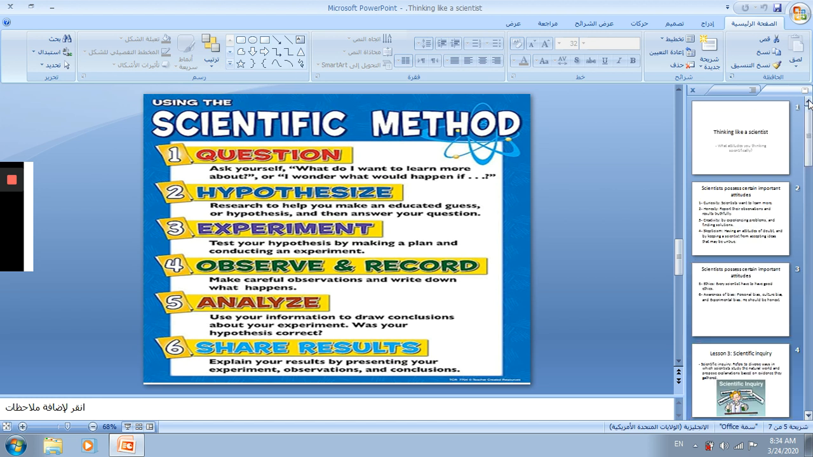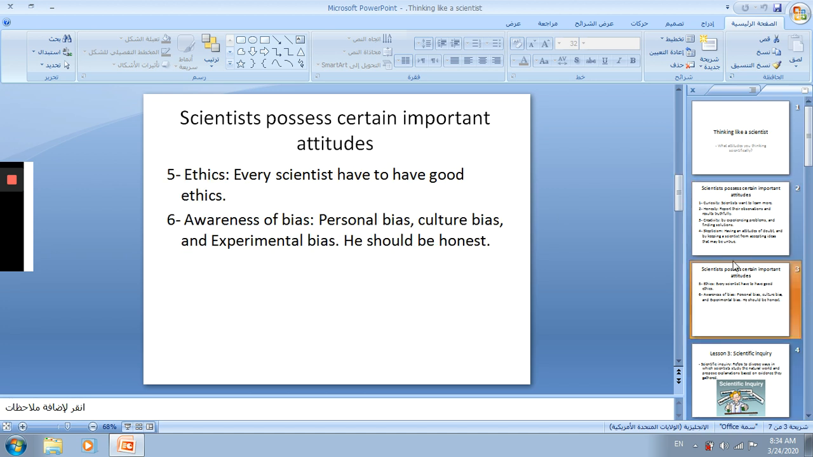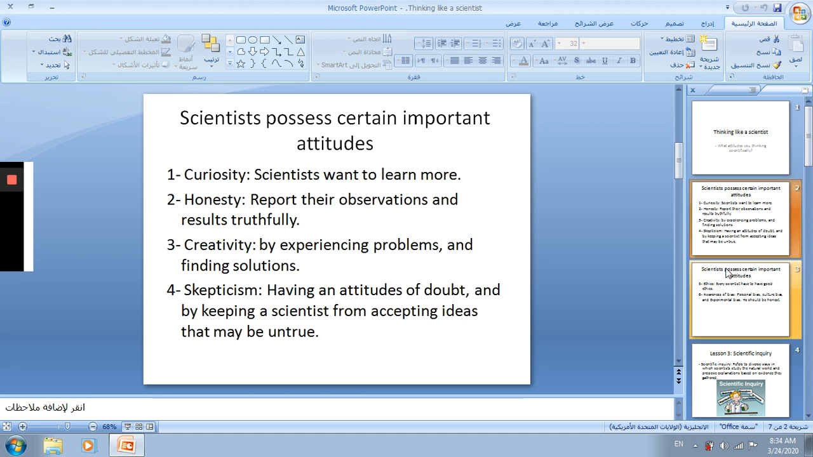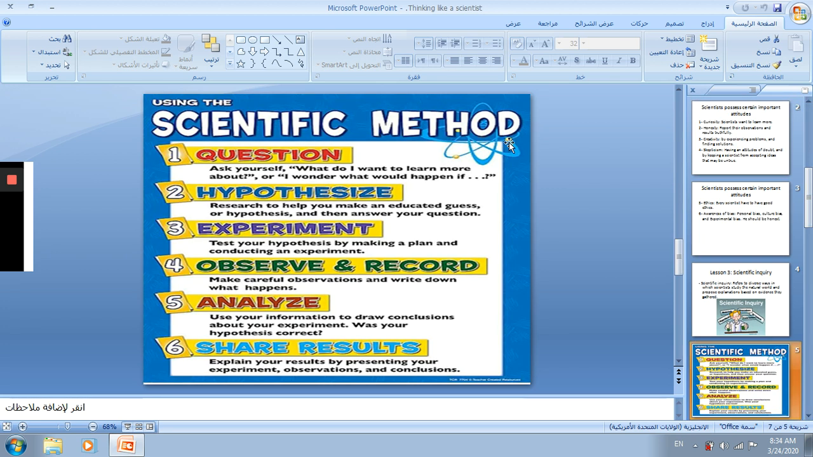For the attitudes, it's not necessary to memorize them in order, but here each one should memorize the scientific inquiry methods in order. So I wrote here each method, and I wrote the explanation for each one.